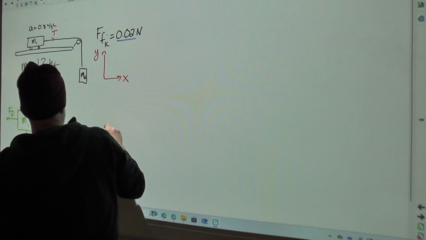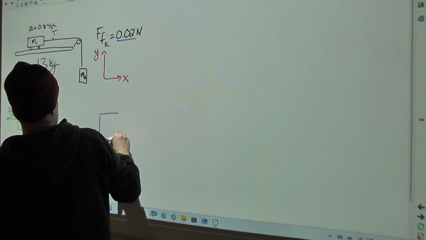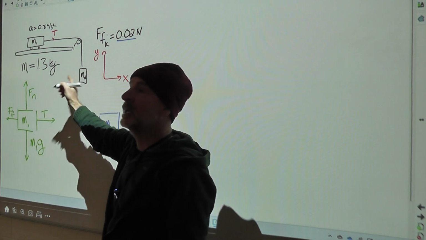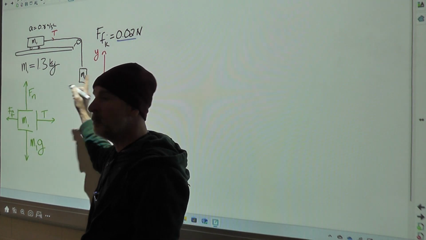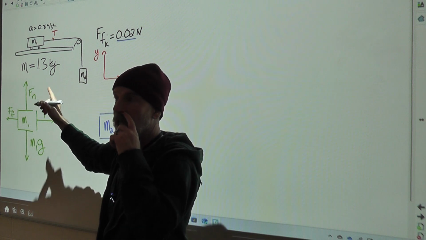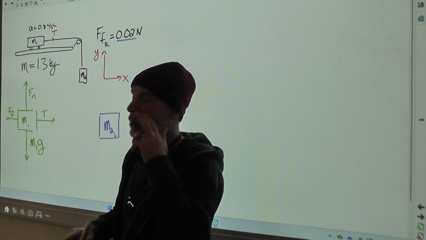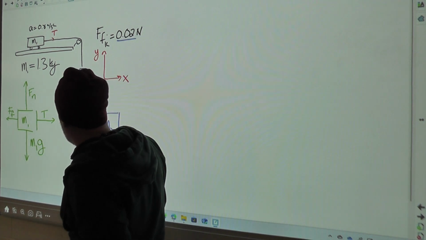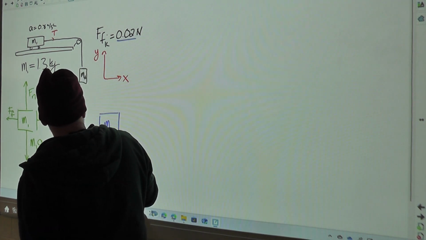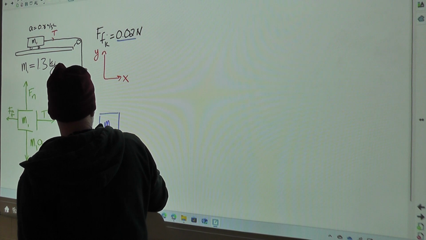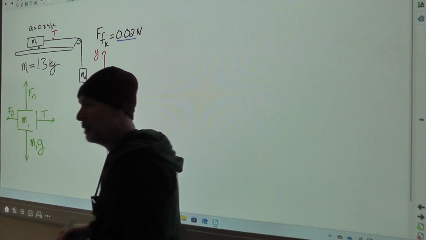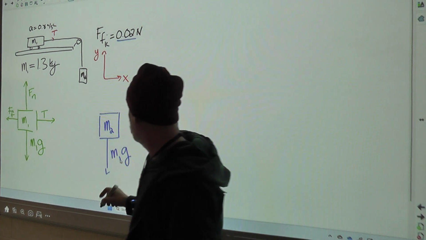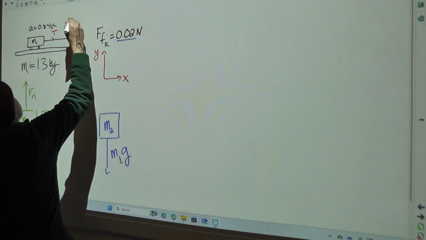For our hanging mass, it's only experiencing two forces. There's nothing going on horizontally. It's not moving horizontally. There's nothing pushing or pulling on it horizontally. No force, no acceleration. So all we need to do is worry about the two forces that are there. One of them is the force from the Earth's gravitational field. It's being pulled down. How hard is that force? This hard. Oops, I wrote the wrong number there, sorry.